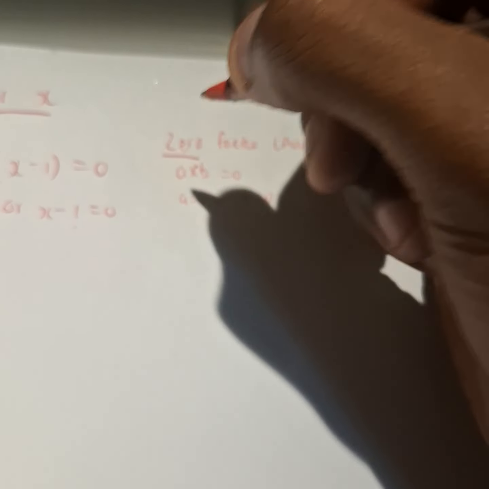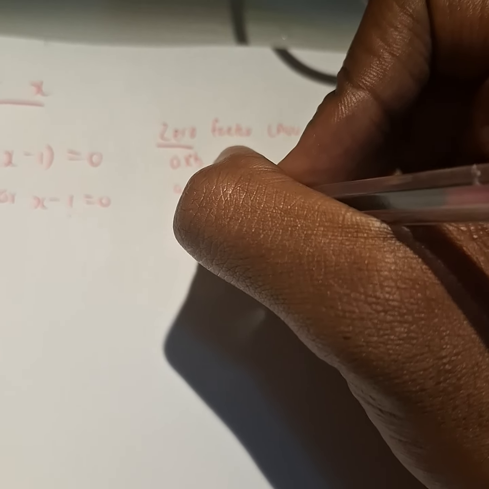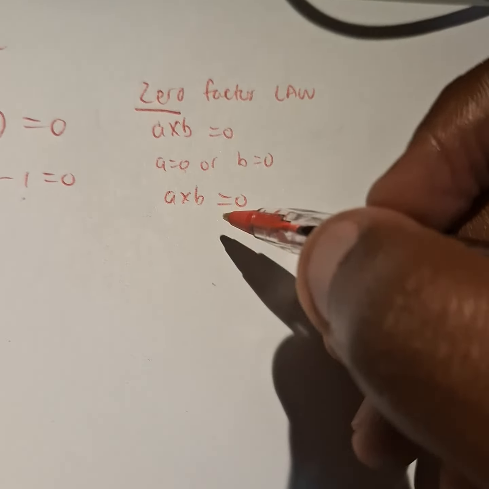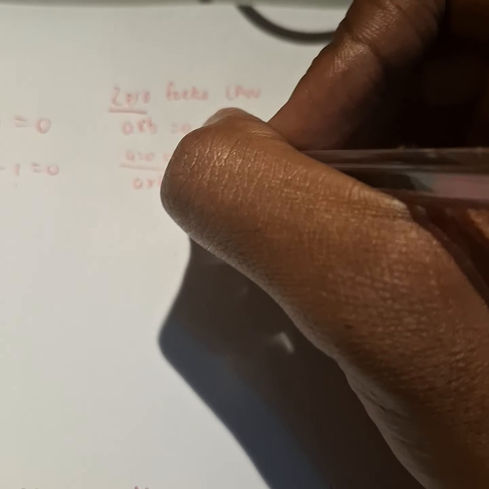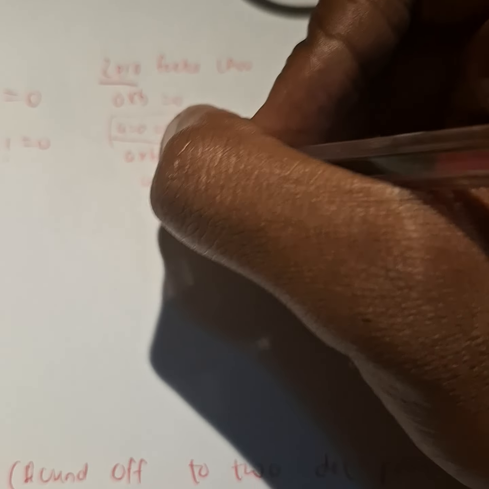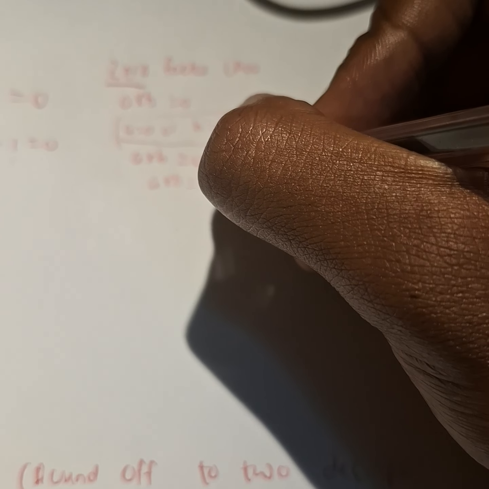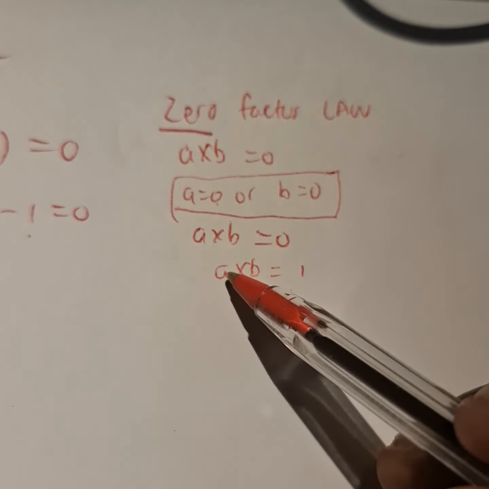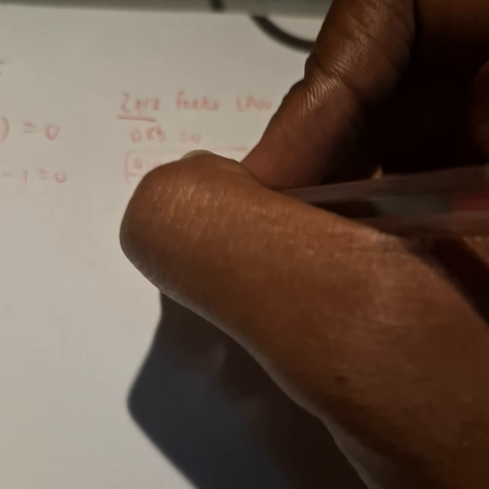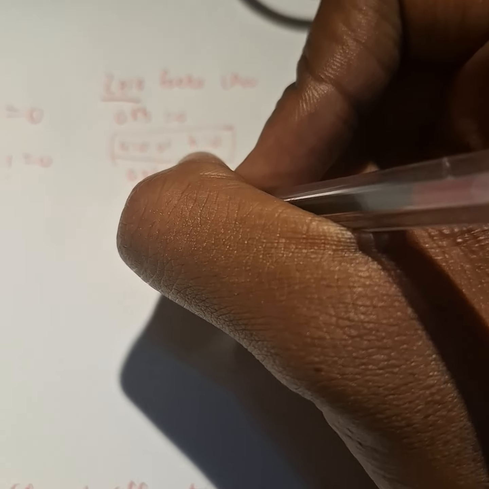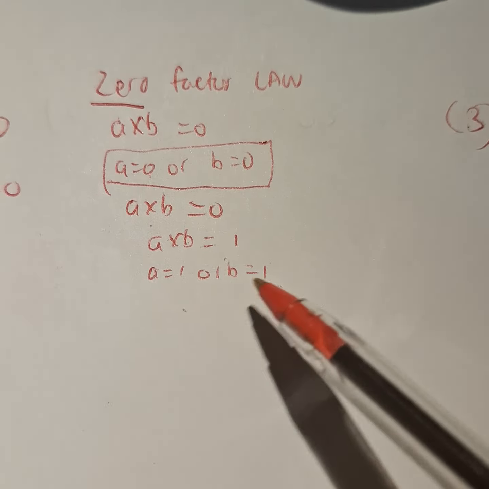It's called the zero factor law because it only applies when the product is equal to 0. Then we can write this. But if we have another number besides 0, then we cannot apply the zero factor law. Therefore here we cannot say a is equal to 1 or b is equal to 1. We do not do that.